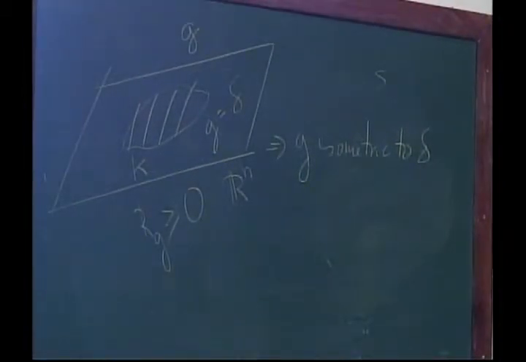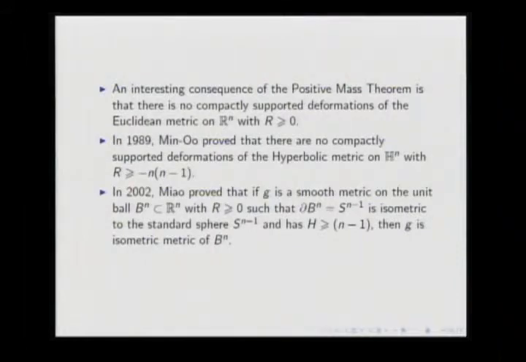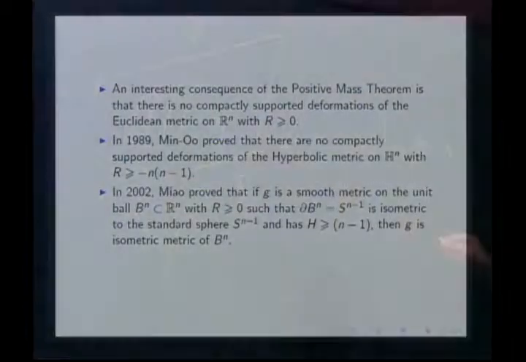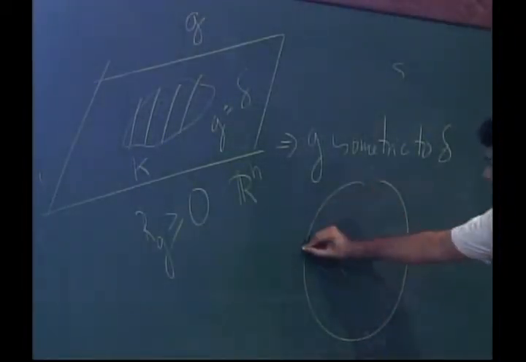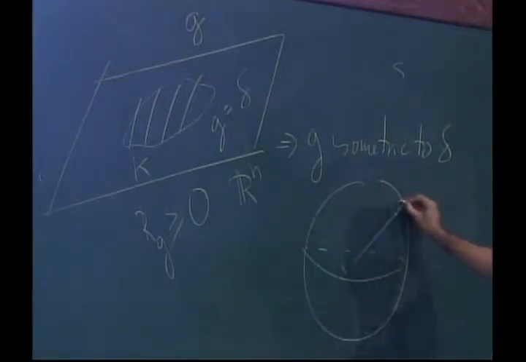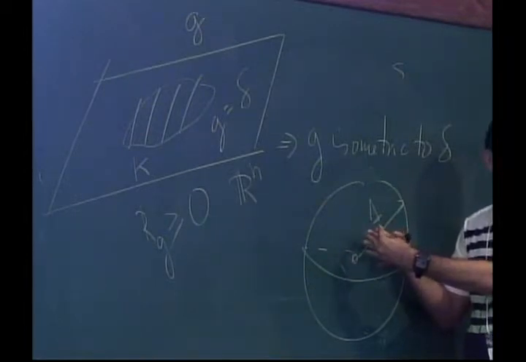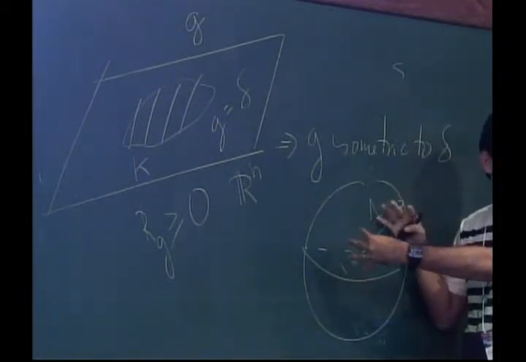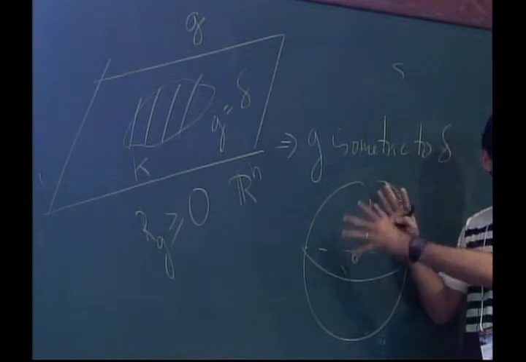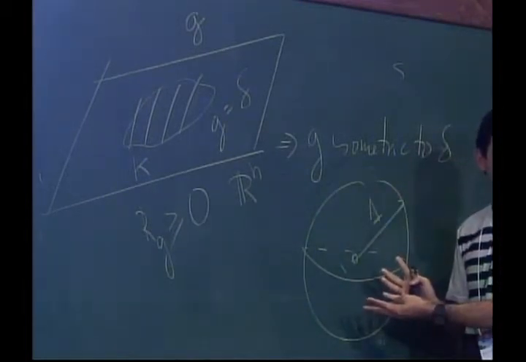The analogous result in the hyperbolic case was proved by Min-Oo, and Miao observed that this result implies the following rigidity result for the unit Euclidean ball, okay? Miao proved that it is impossible to increase the scalar curvature of the ball, increase the mean curvature, fixing the geometry of the boundary, okay?